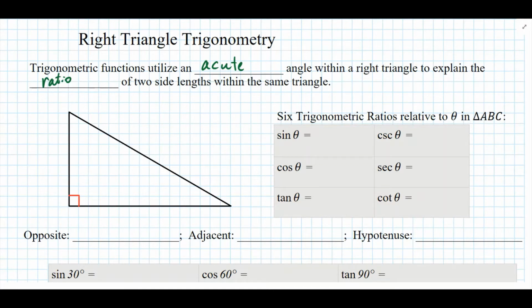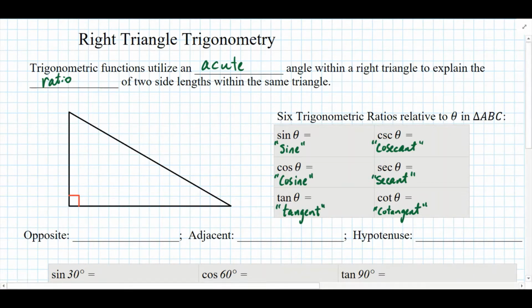There are 6 trigonometric functions: sine, cosine, tangent, cosecant, secant, and cotangent. When each are evaluated at an angle theta, a ratio of side lengths is returned.